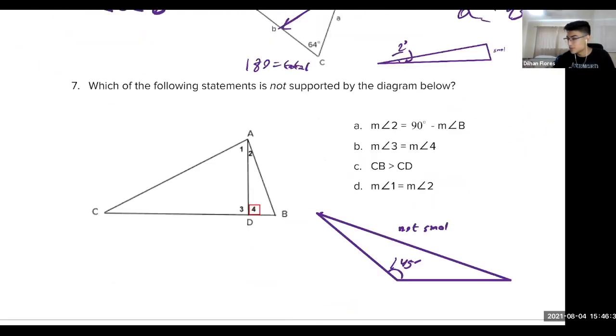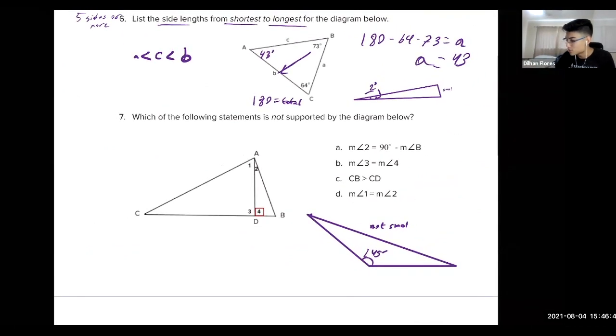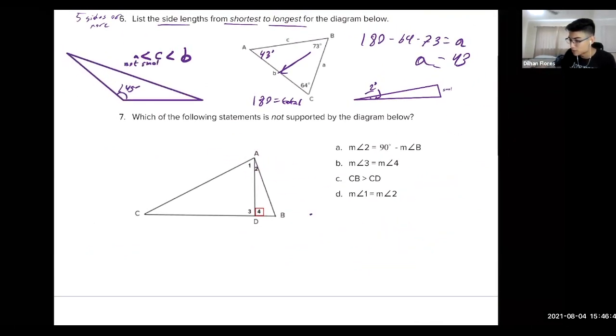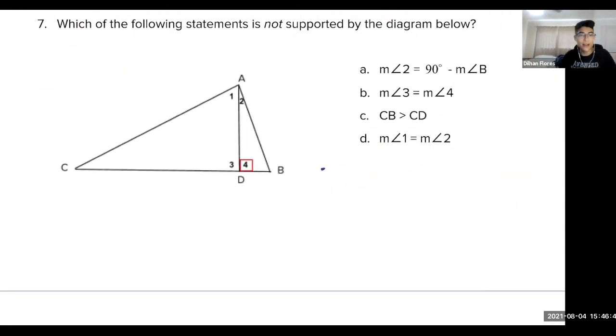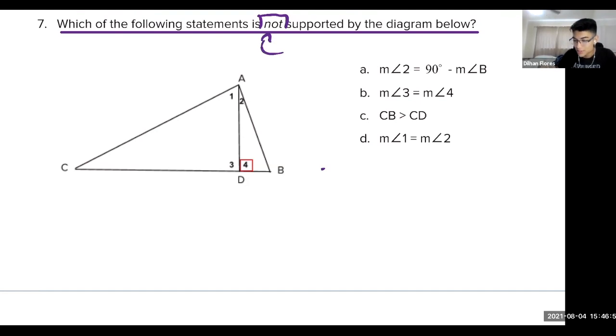This one's question 7. Oh, let me get this not small triangle out of here. Stay in your own question. All right. Now, which of the following statements is not supported by the diagram below? All right, it's asking which one is false. Okay, now on to some more identifying stuff in nomenclature and all that.